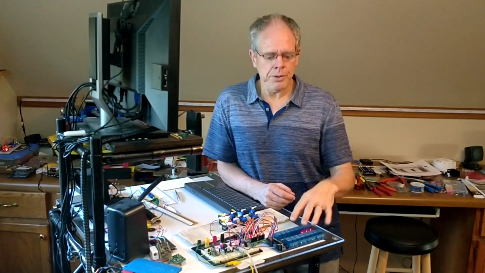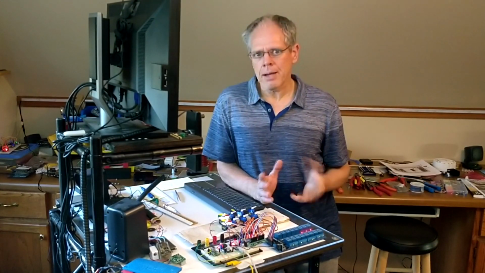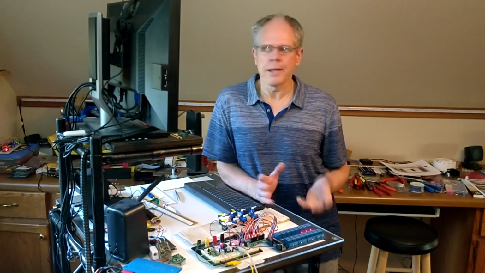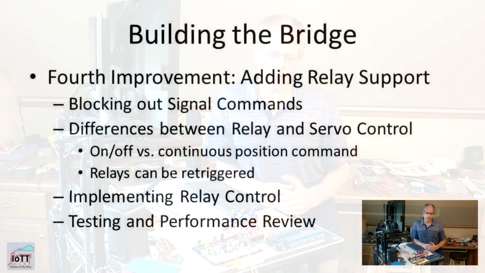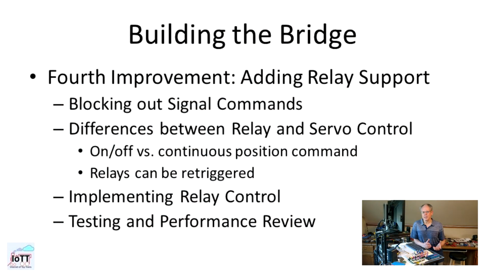So in the next step we are going to implement relay control. Before we do that, let's think about what the differences are between a servo and a relay. Well, first, a relay has only two positions, so it cannot really be used to display something that has like 31 aspects like on the signal. So what I'm planning on doing is blocking out relay commands from the signal aspects. I'm only going to allow relay commands to regular switch commands, which have just two positions, thrown and closed, and that's it.